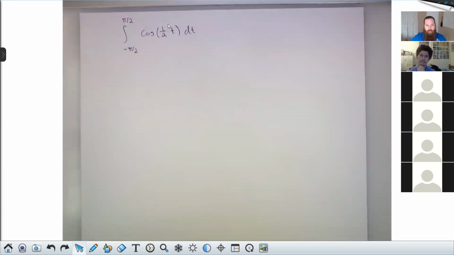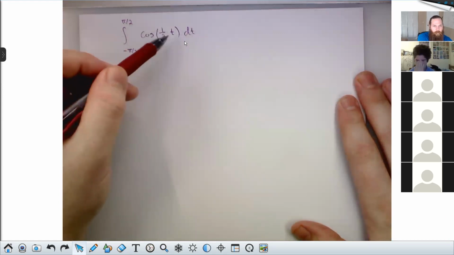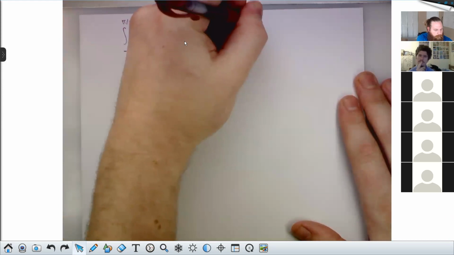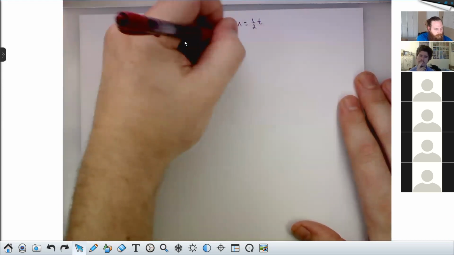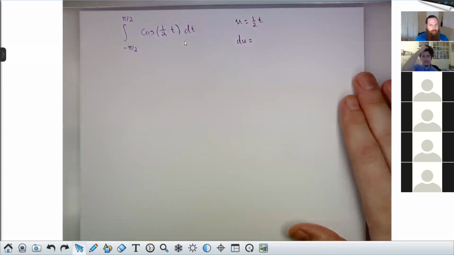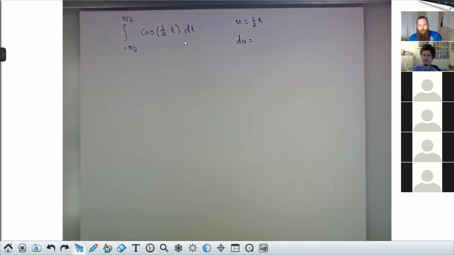First, though, can somebody suggest a substitution? What should I substitute to integrate cosine of 1/2 t? 1/2 t. Yeah, if this was just cosine x or cosine u, I know how to integrate that. So let's let u be 1/2 t. What is du going to be then? Just 1/2 dt. Yeah.